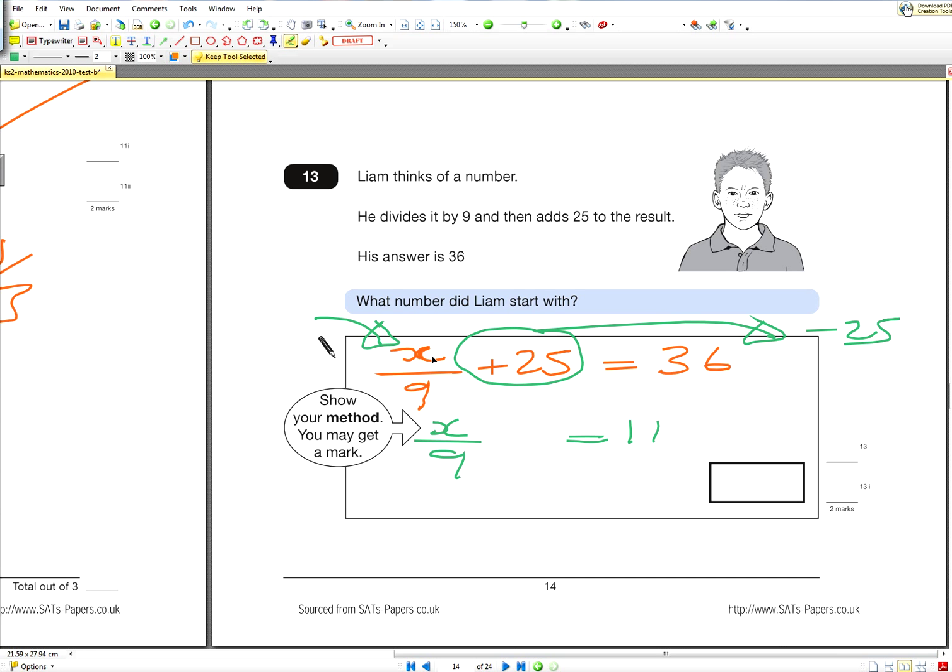Okay, Zainab, you've got that? Yeah. Good. Okay, carry on please, Uzma. Then, instead of dividing by 9, you have to do the opposite and times by 9, which will give you 99. So the number that we're looking for is 99. Okay, are we happy with that? Let's move on.